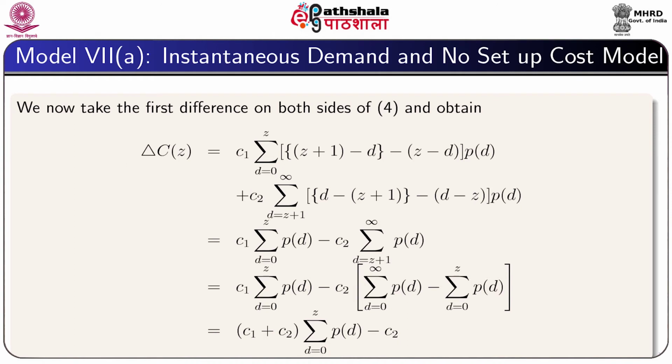Therefore, we take the first difference on both sides of 4 and obtain delta C(Z) equal to C1 summation D equal to 0 to Z of ((Z plus 1 minus D) minus (Z minus D)) P(D) plus C2 summation D equal to Z plus 1 to infinity of ((D minus (Z plus 1)) minus (D minus Z)) P(D). After some simplifications, we get delta C(Z) equal to (C1 plus C2) summation D equal to 0 to Z of P(D) minus C2.